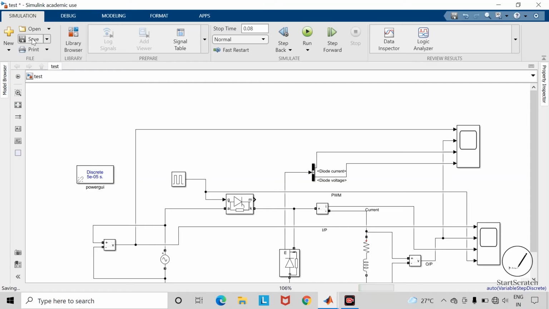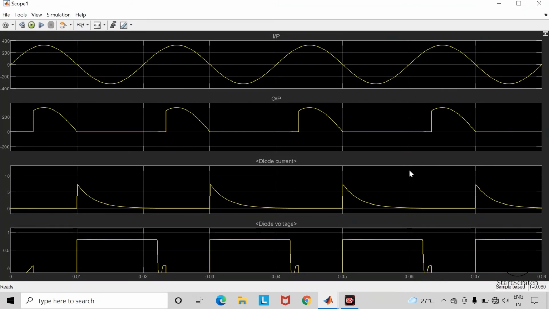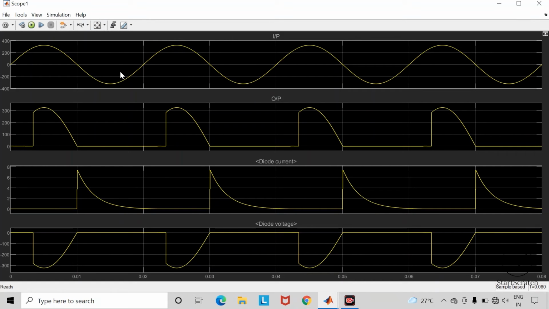So now save the changes and run the simulation. Open the scope block. So these first two waveforms are of input and output voltage, and these last two waveforms depict the current and voltage across the freewheeling diode.